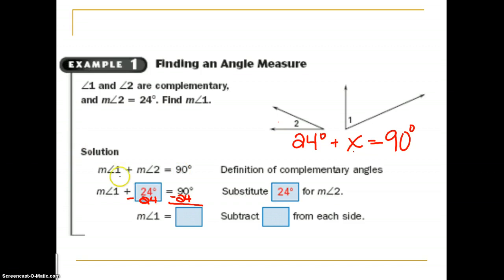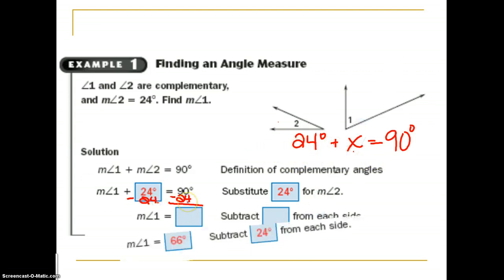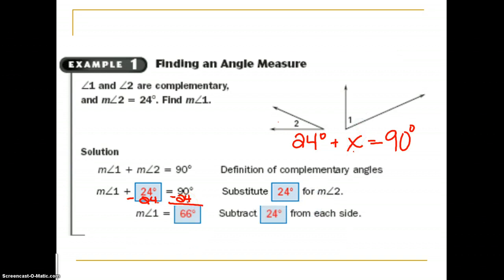in this slide. To solve this one-step problem, this is a positive 24, so you want to subtract 24 from both sides. Take 90 minus 24, 66 degrees. So if this is 24 degrees, and they're complementary, which means they're going to equal 90 degrees, one is 66 degrees.